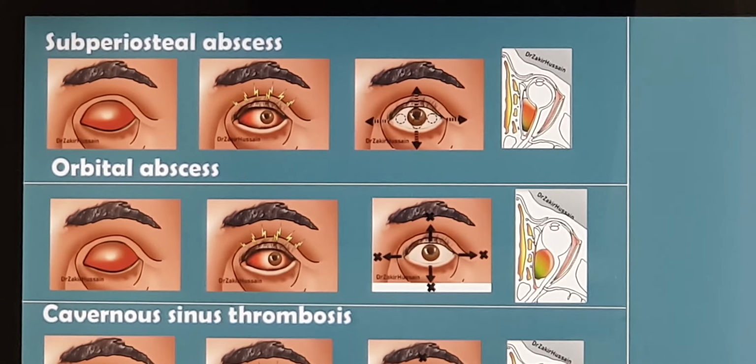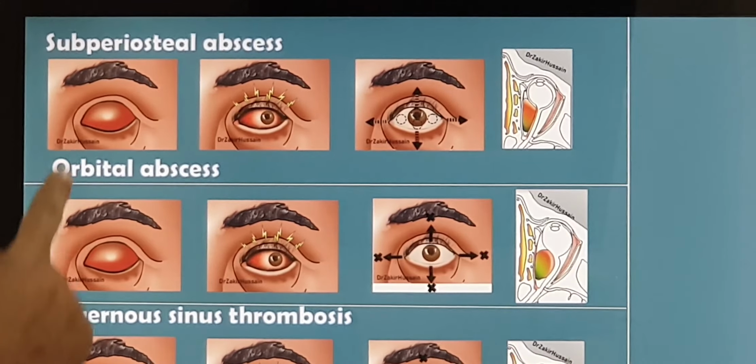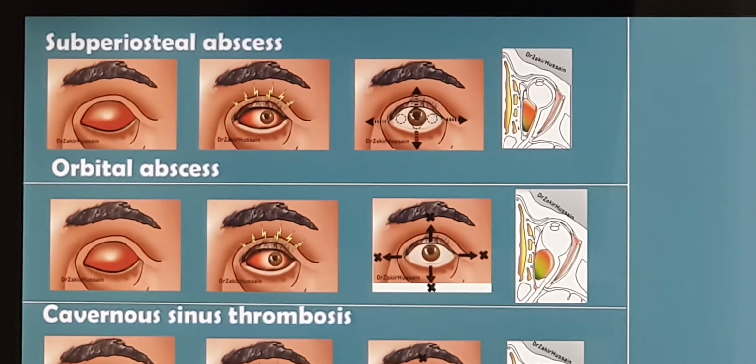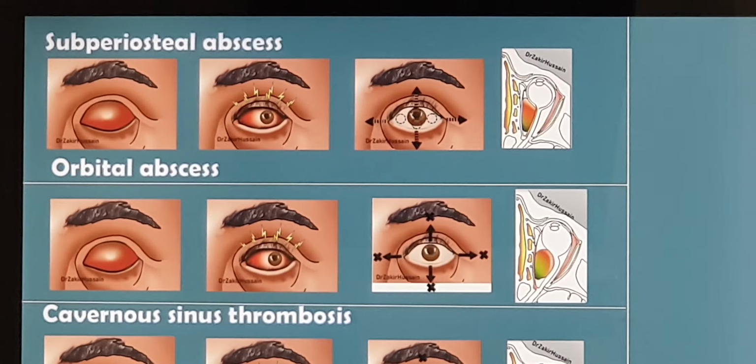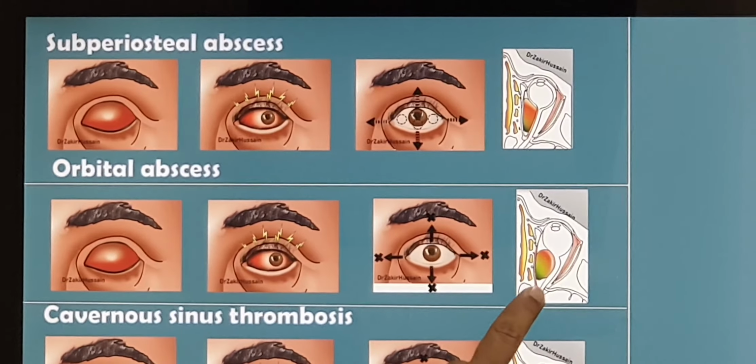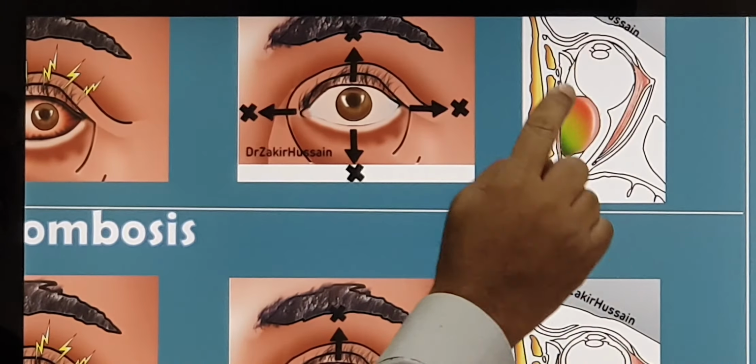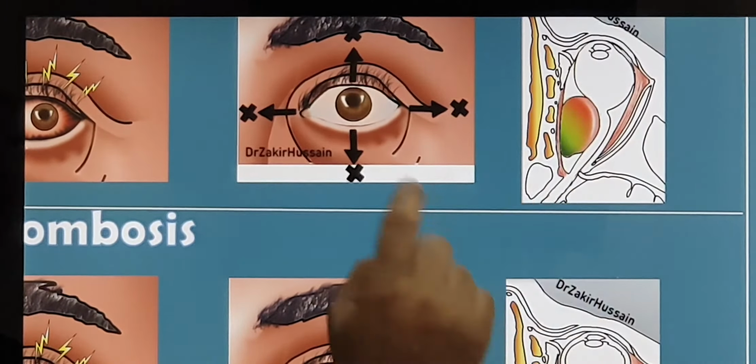Now if he proceeds to the next stage, orbital abscess, the lid swelling is going to become still more, the pain is going to be severe, and the eye movements are going to be completely restricted, and it's going to be very painful. So when you do a CT scan with contrast, you can definitely find an abscess sitting in the orbit.